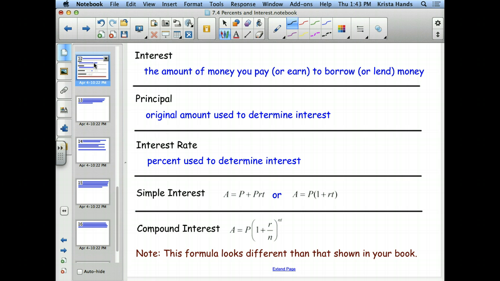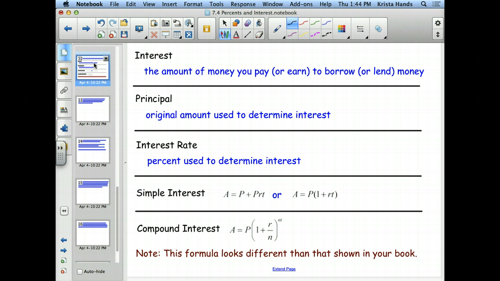You could do daily. 365. We're not going to go with 365.25 or whatever. We don't have to worry about the extra day of the year. But these are what you would use for the N value, right? It depends on how often something's compounded.